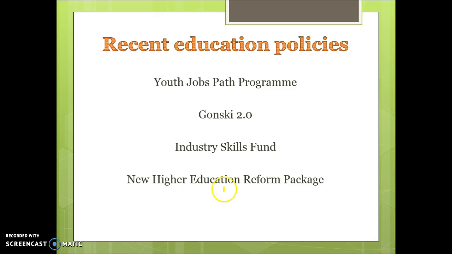So starting back with the Youth Jobs Path, some of the main ones I'd be focusing on if I was you were the Youth Jobs Path, Gonski, the Industry Skills Fund as an example of vocational spending, and the new Higher Education Reform Package. So they're 4 that I'd probably focus on mainly if I was you. This one's getting a bit old, but the other ones are from recent budgets.